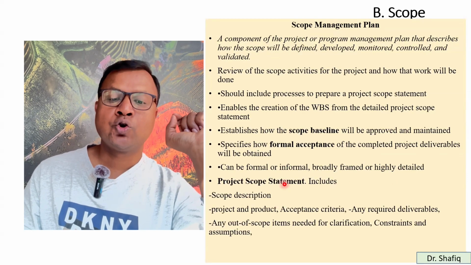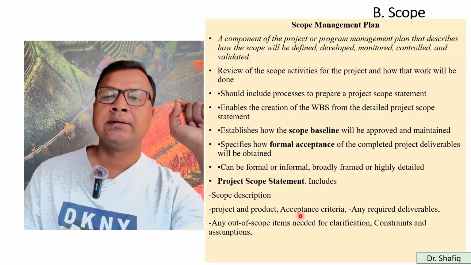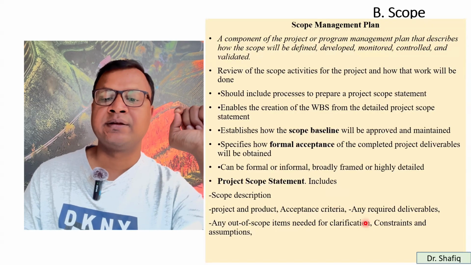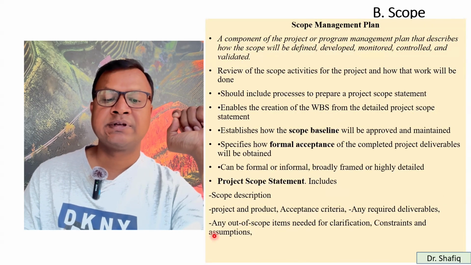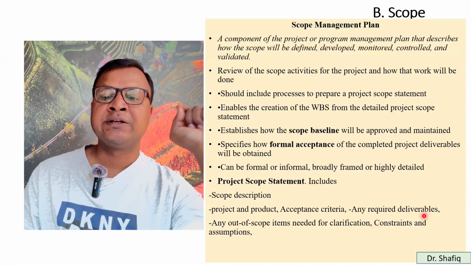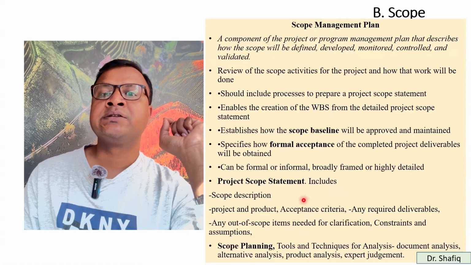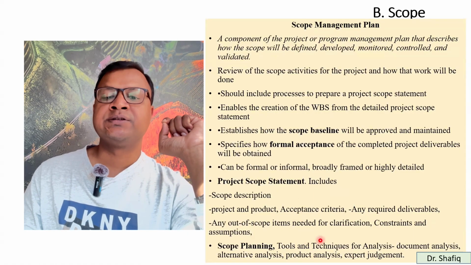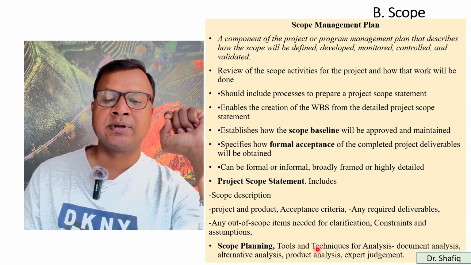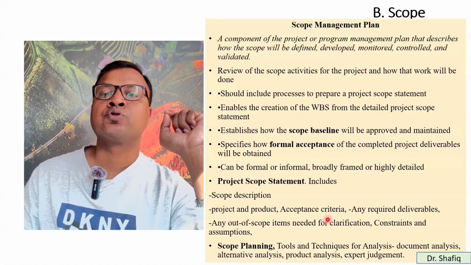So the project scope statement includes the scope description. There will be a description of the project, then project and product acceptance criteria, any required deliverables, and any out of scope items needed for clarification. Are there any constraints and assumptions that should be listed there? And what is scope planning? Scope planning uses tools and techniques for analysis: document analysis, alternative analysis, product analysis, expert judgment. We should have the scope planning.